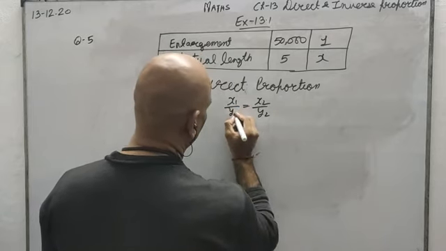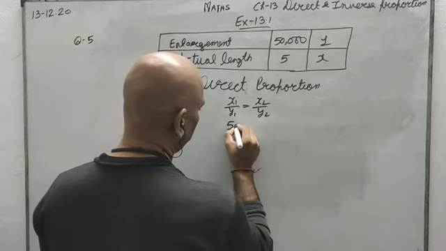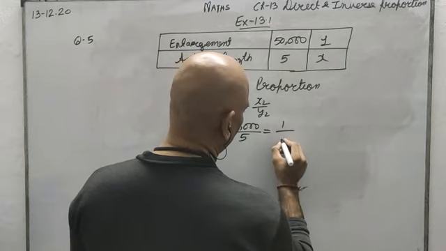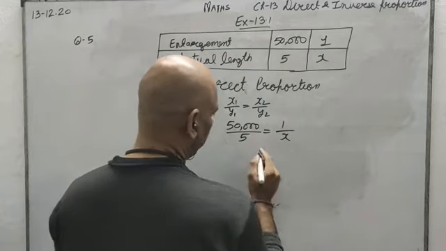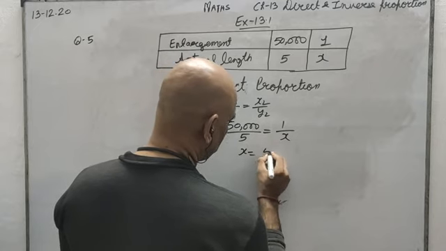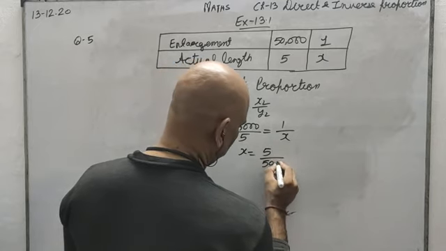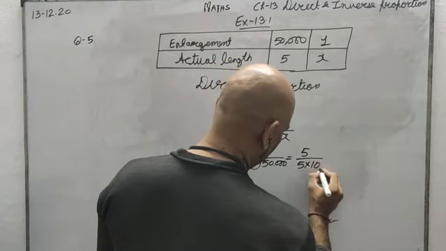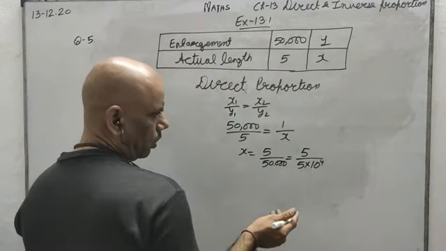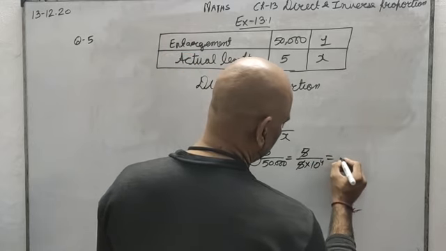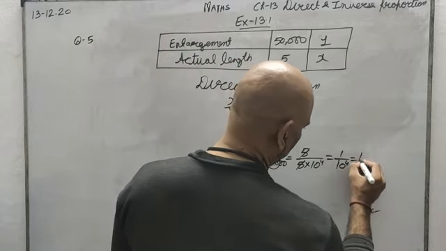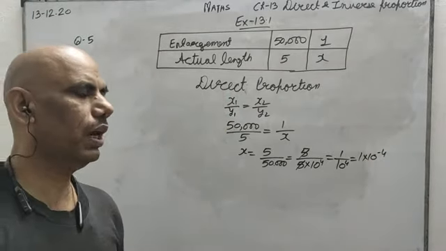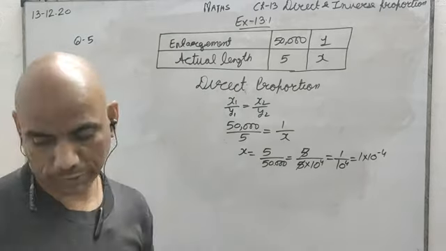Okay. So x1 is 50,000 upon 5, 1 upon x. So if we want to get the value of x, x is equals to 5 upon 50,000. Or you can say 5 upon 5 into 10 to the power 4. And 5 and 5 is cancelled. So 1 upon 10 to the power 4. Yeah, 1 into 10 to the power minus 4 is the actual length of the bacteria.